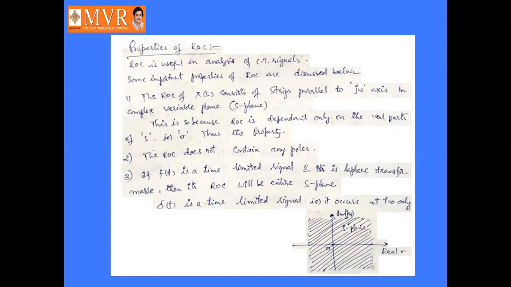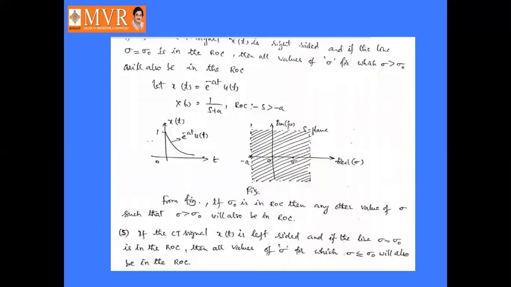So its ROC is the entire S plane. Okay, and if the continuous time signal x of t is right sided, and if the line sigma equals sigma naught is in the ROC, then all values of sigma for which sigma is greater than sigma naught will also be in the ROC. That is nothing but our first problem, e power minus at into u of t. So this ROC will be on the right side.